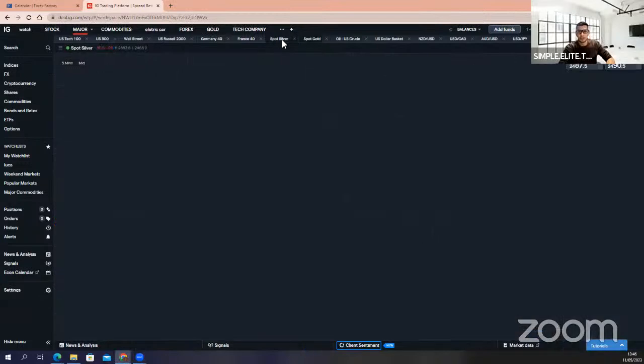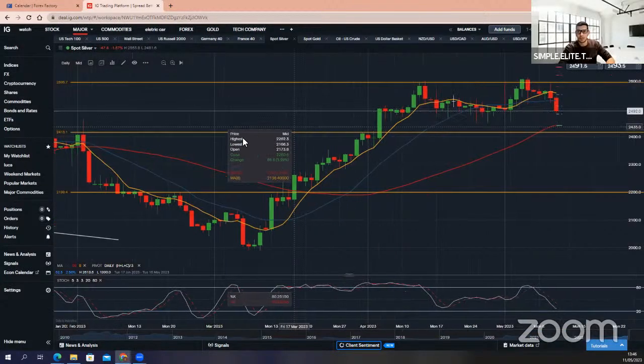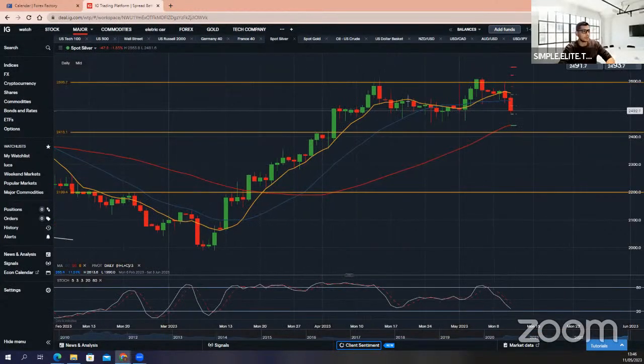Silver, I think, is the same because it's rejecting the 26 level, and now we see some more bearish action. So I think this is referring to gold being more likely to go down, because silver is also already showing weakness.